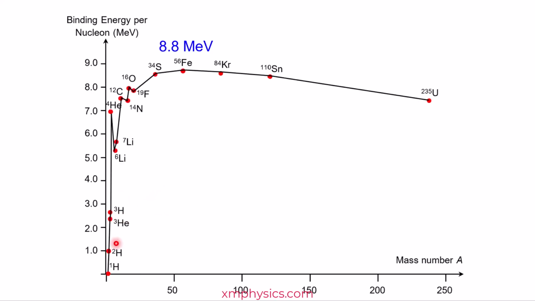Let's start with the trend for the small nuclei first. For the small nuclei, you notice that the binding energy per nucleon is rising, right? That means if I combine two hydrogen-2, for example, I can form a helium-4 nucleus, isn't it? But the helium-4 nucleus has a much higher binding energy per nucleon compared to the hydrogen-2 nucleus. See, it has gone up from about 1 mega electron volt to about 7 mega electron volts.